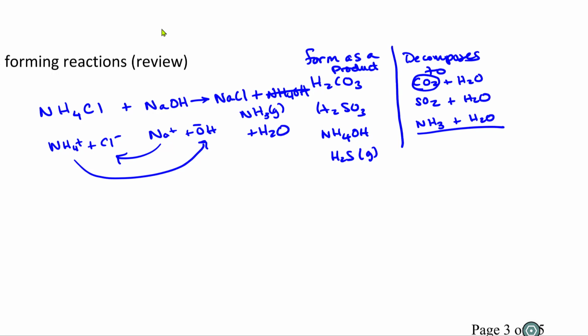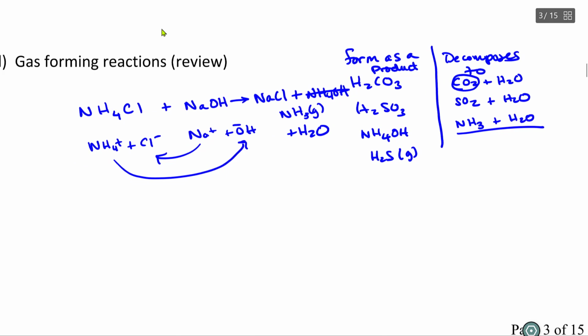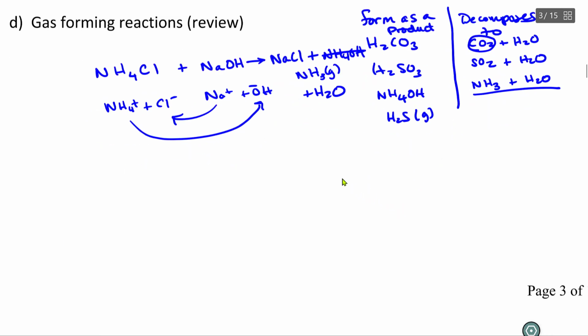So again, gas forming reactions, a little bit of review from earlier chapters. You need to know that if these are formed as products, these ones here are formed as products, these are the gases that are formed, and then if at any time you form H2S, that will be listed as a gas as well in the products.